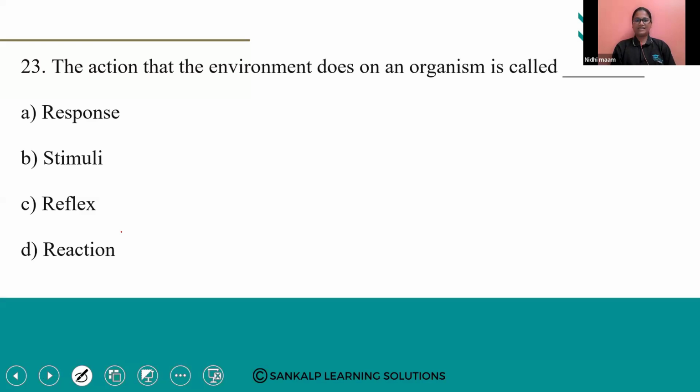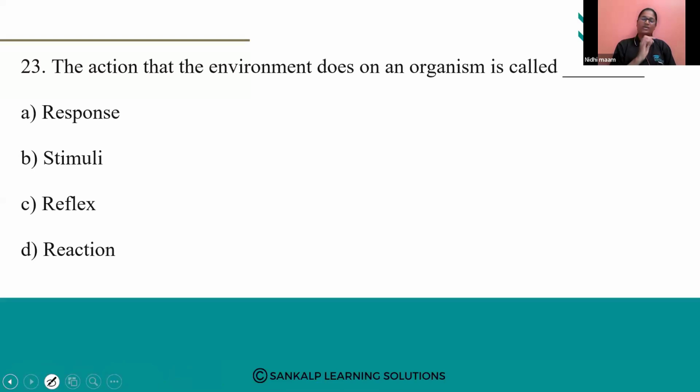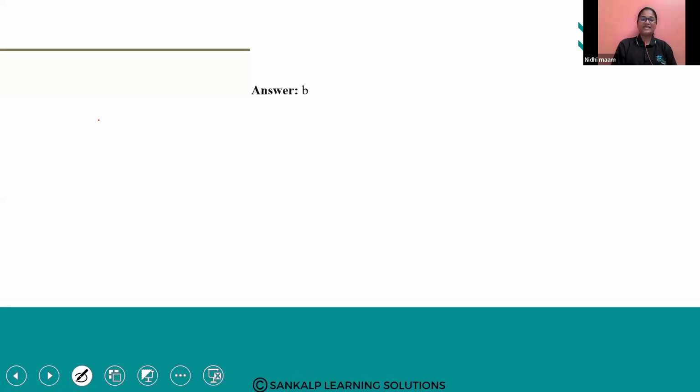Vaividya answered it. Kavya answered it. Fine. PM Rumana Kausar answered it. Good. Valentina answered it. Okay. So there is a confusion between A, C and B. As it is done by an environment on an organism, it is called stimuli. Option B is the right answer.